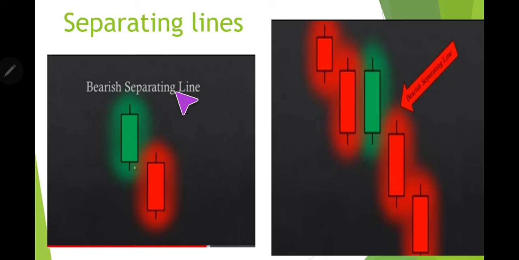And the bearish separating line is the mirror image of what we spoke about, because you find that in the middle of a downtrend there appears one green candle which separates that downtrend like this. So this is said to be a bearish separating line. So the bearish separating line is a bearish continuation pattern.